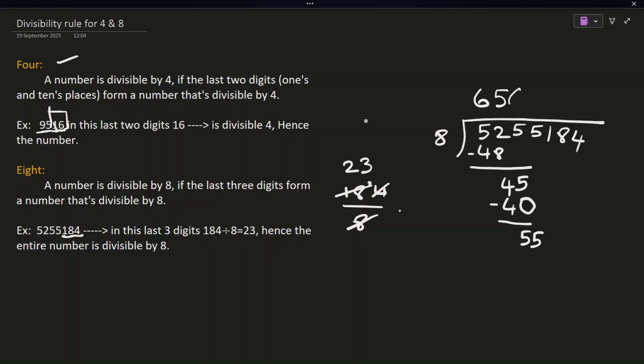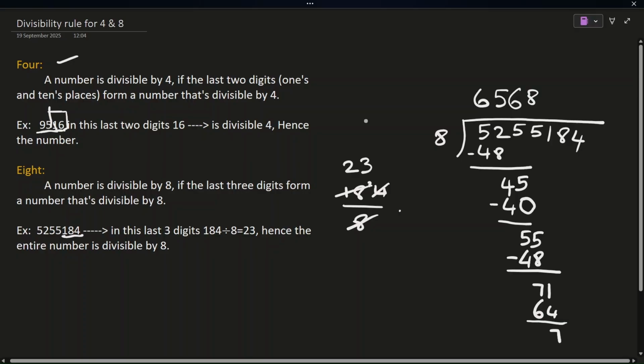Now again 6 eights are 48, because 7 eights are 56 and we can't take that. So now how much? 2 plus 5, 7. And this 1 we will take down. 8 eights are 64. And remaining is 7 again. And I take that 8 down.